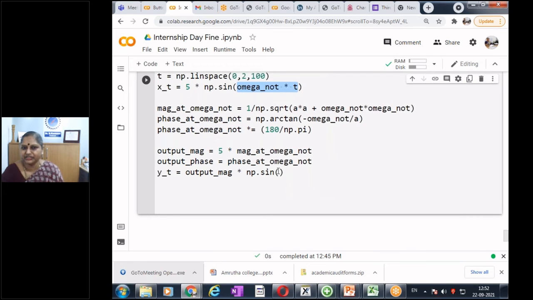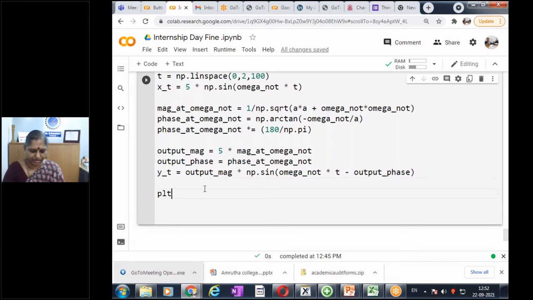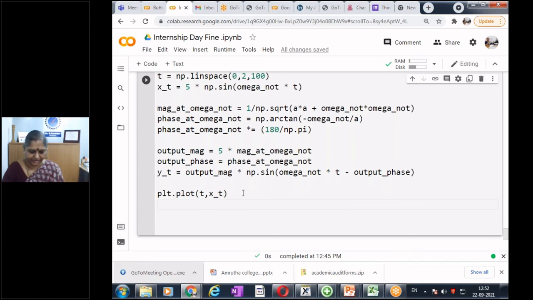The frequency doesn't change. You remember we said that. And there is going to be a phase delay. How much is the phase delay? This is what I have. Let us try to plot. PLT dot plot t comma xt is my input, and PLT dot plot t comma yt is my output. Let's run.